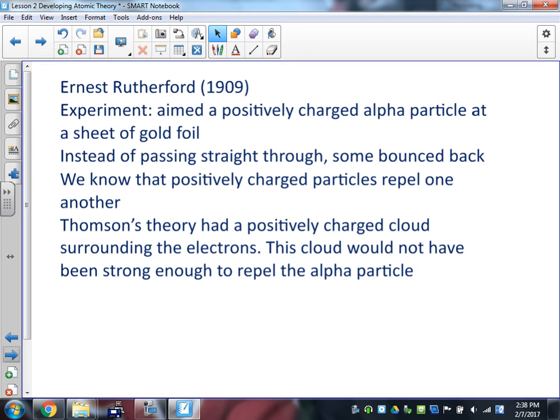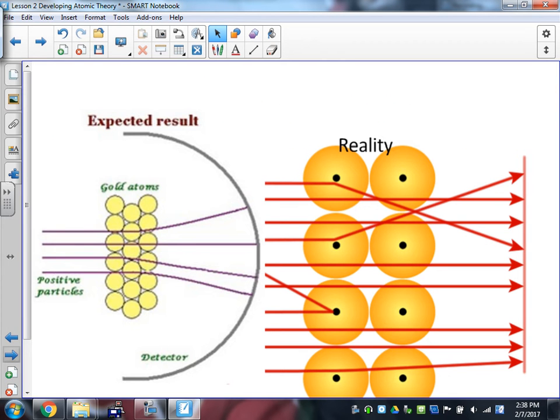So some bounced back, and he knew that positively charged particles repel one another, but he also knew that if we had this positive sphere, it wasn't strong enough to bounce back something shot at it. So he realized that there might be a positive part there, but it's not due to repulsion. This cloud would not have been strong enough to repel that. Here are the gold atoms, and like he said, he had a curtain set up here.